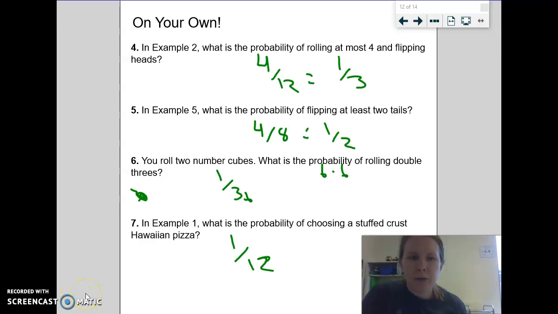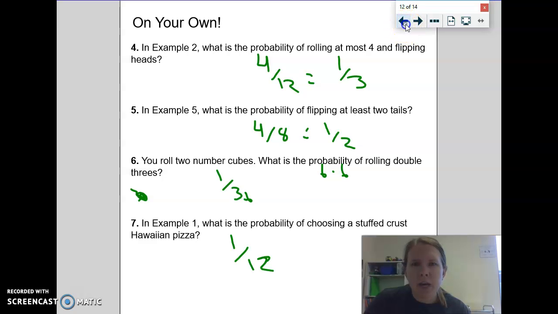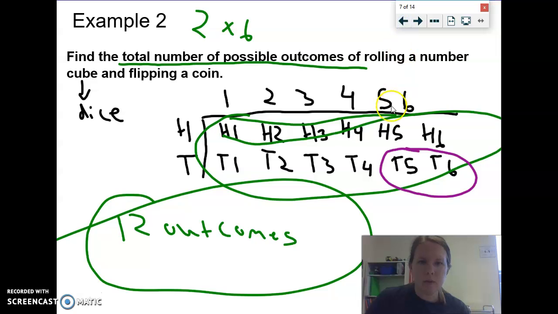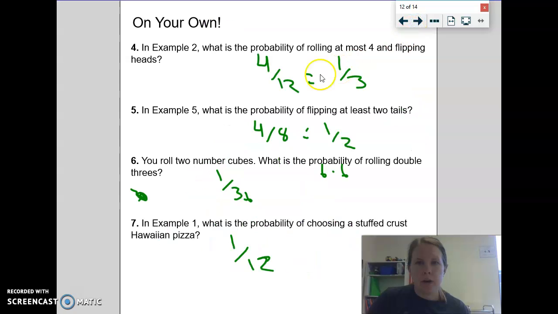All right, coming on back. So, for problem number 4, in example 2, when you could go back and look at your chart here, we want to know, I think it's heads, right? And flipping heads. Okay, so you want to know then how many outcomes could you have at most 4 and flipping heads. So that's 1, 2, 3, 4 out of a total of 12 outcomes. So I'd have 4 out of 12, which I can simplify down to 1/3.